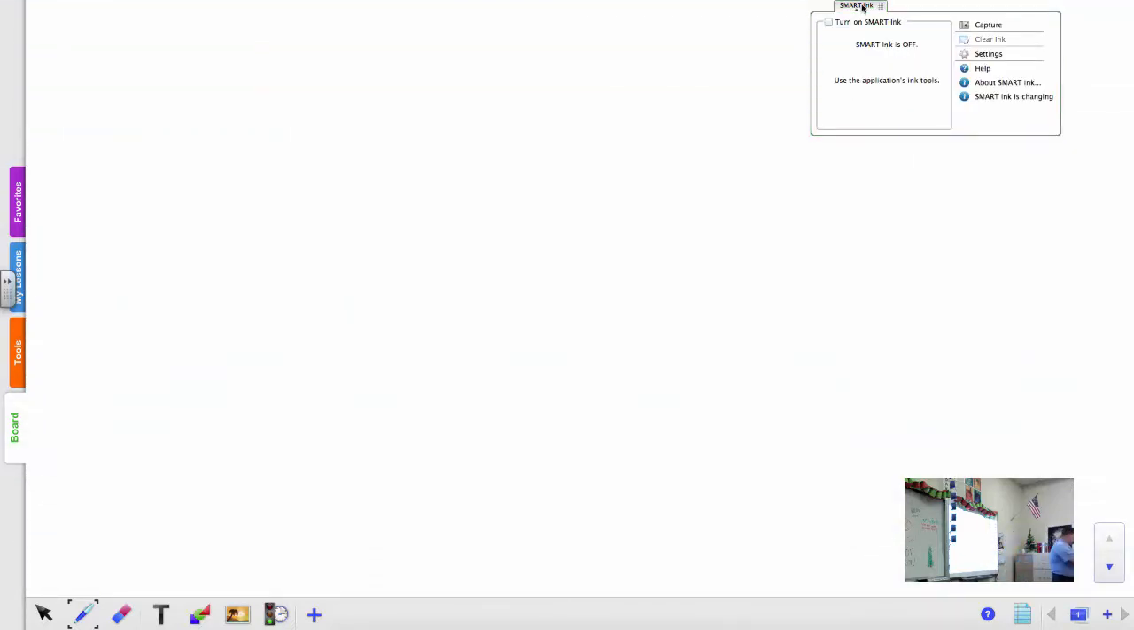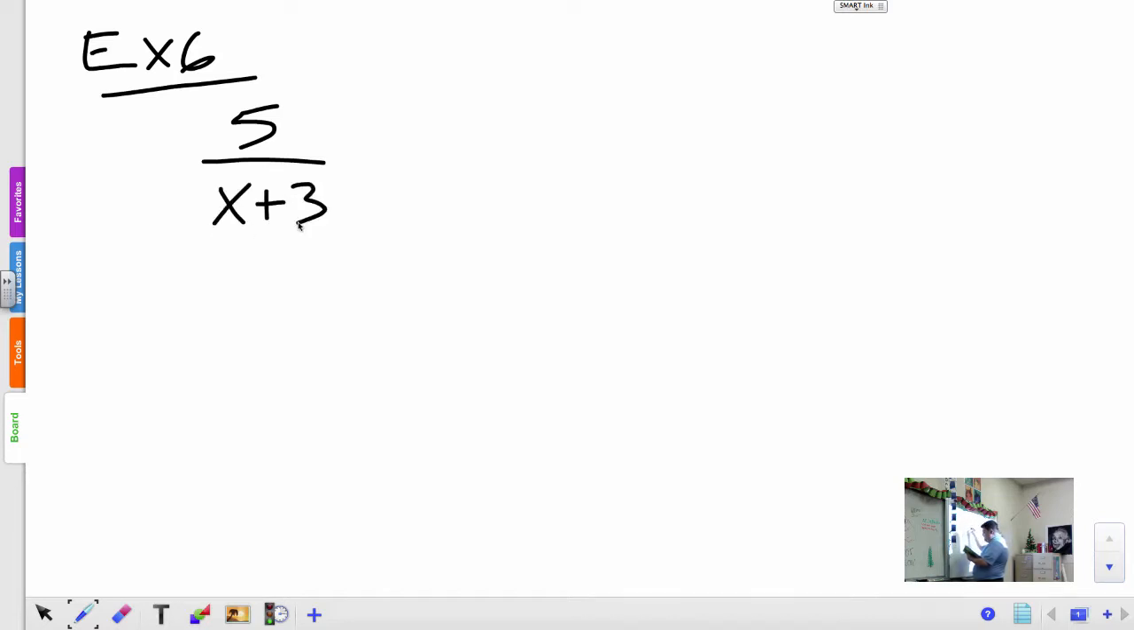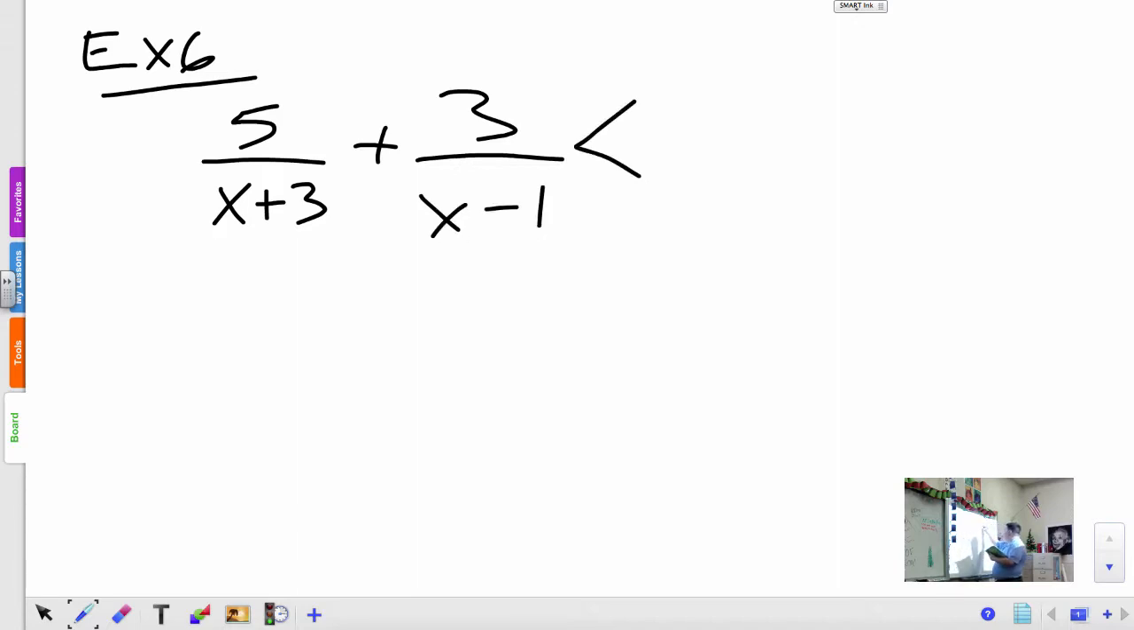All right, so now for example number 6, we're given the rational expression 5 over x plus 3, plus 3 over x minus 1, is less than 0. Okay? Now, what we would normally do is we need to solve this thing.